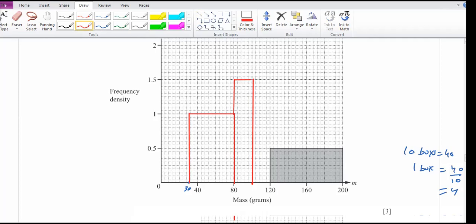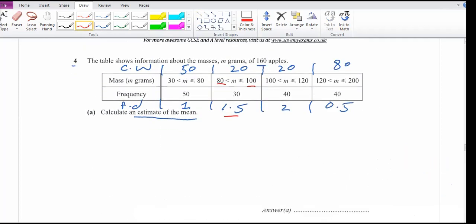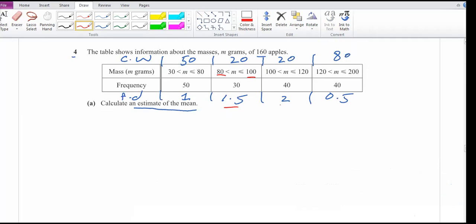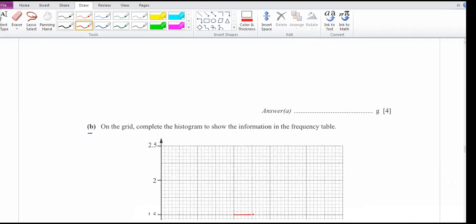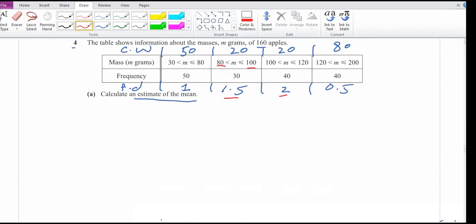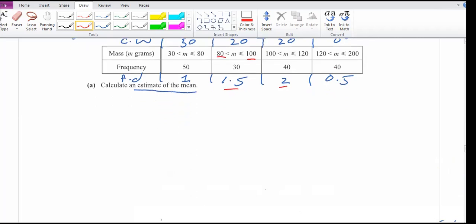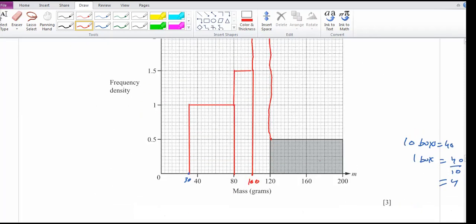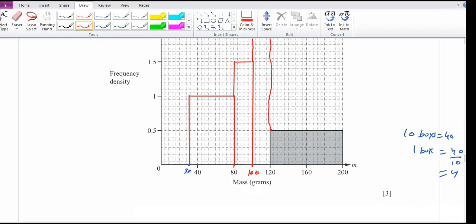Now the third bar is from 100 to 120, and that is equal to 2. Frequency density is 2, so the height will be equal to 2. From 100 to 120, this one. In this one, you can complete the bar. 120 to 200 is 0.5. That is already made. So we completed the histogram here.